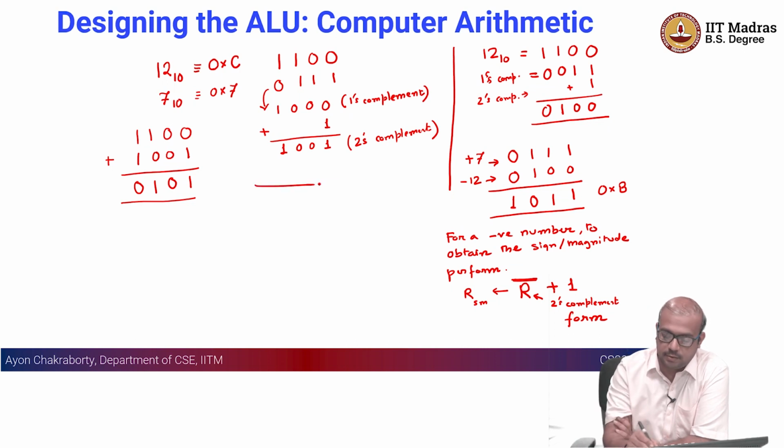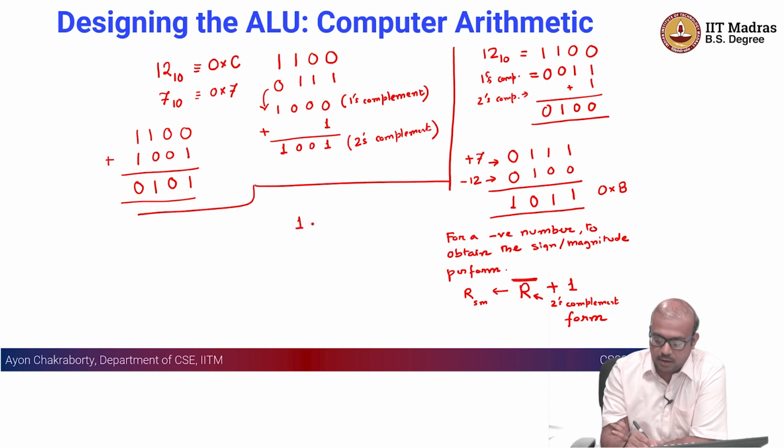Now, let us try to see what happens in our case. So, this is 1 0 1 1, and we want to do the complement of this, which is going to be 0 1 0 0. So, this is the 1's complement.